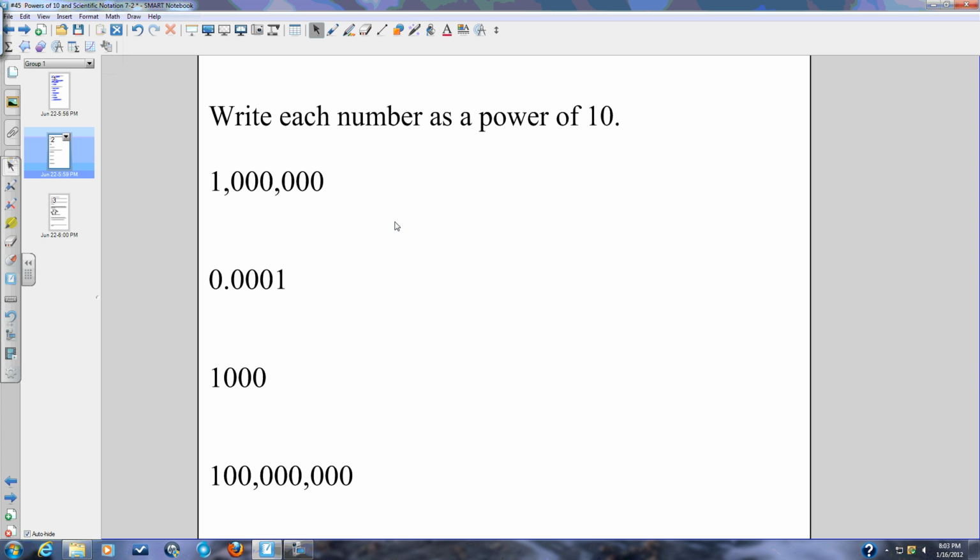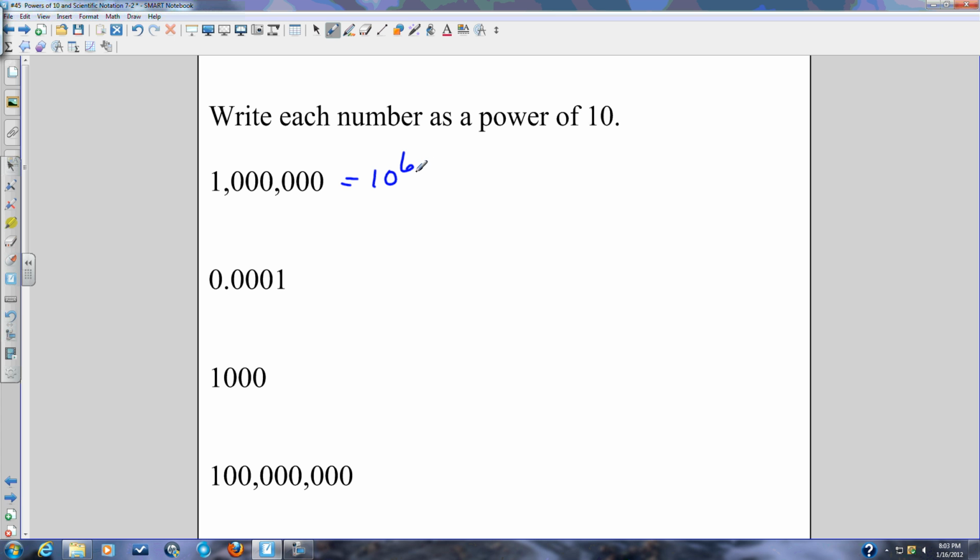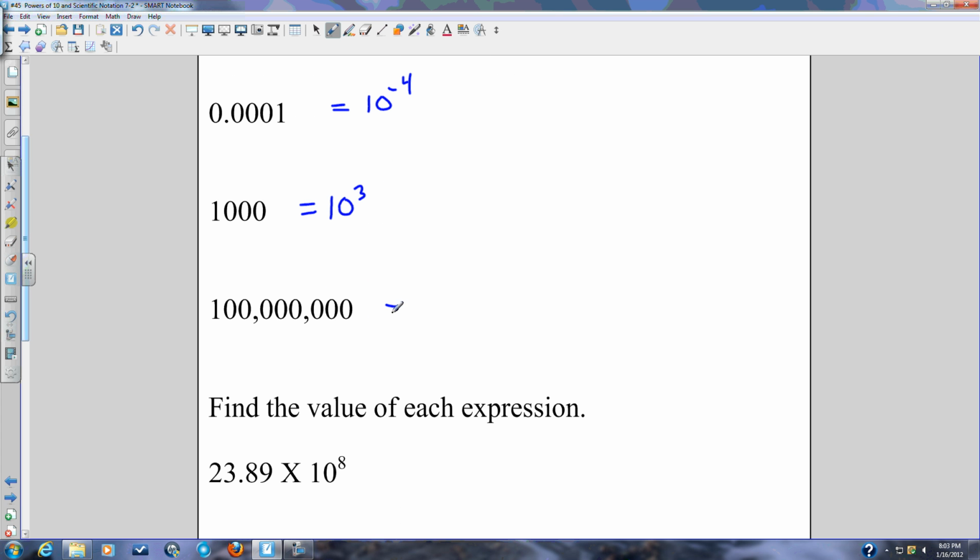We want to write each number as a power of 10, so we're just going to go backwards from what we were doing before. So we have 1 million, that's a 1 followed by 6 zeros, so that's going to be 10 to the 6th power. Next one, 0.0001. So we've got 4 decimal places, so we're going to have 10 to the negative 4. 1,000, we have 3 zeros following the 1, so it'll be 10 to the 3rd. 100,000,000, we have 8 zeros following the 1, so we're going to have 10 to the 8th.